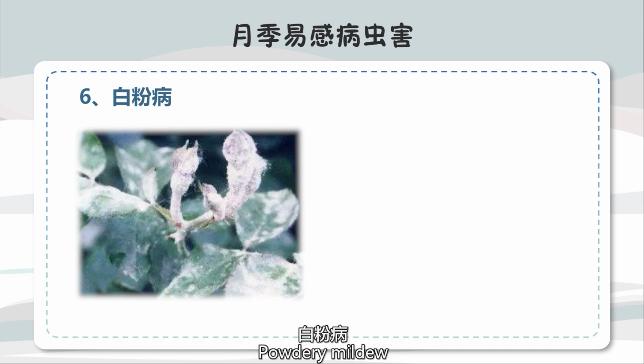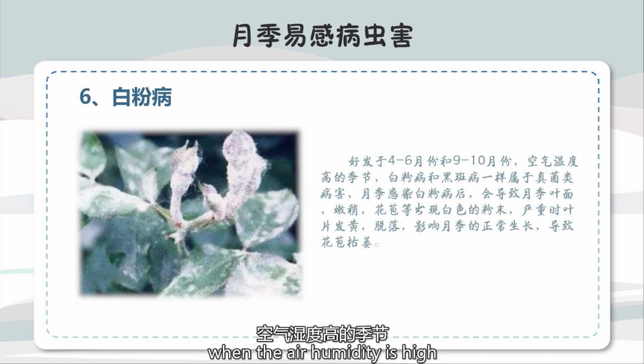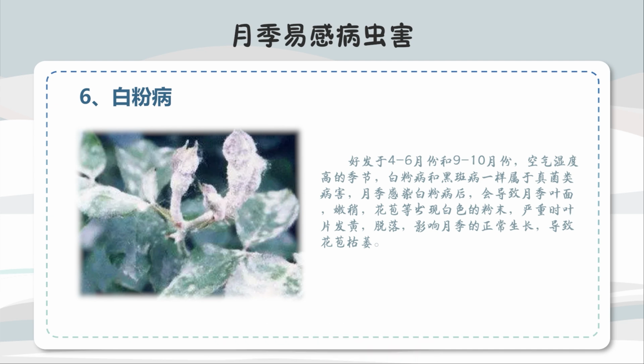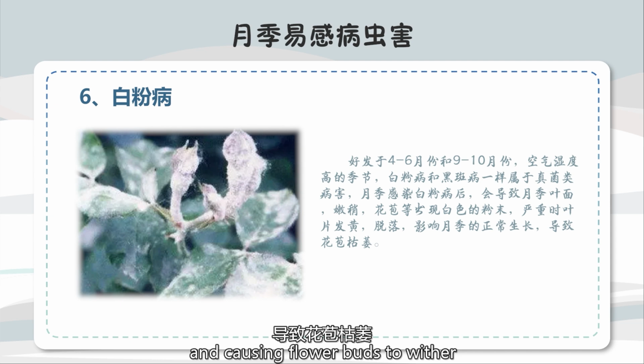6. Powdery mildew. It mainly occurs from April to June and September to October, when the air humidity is high. Powdery mildew, like black spot disease, is a fungal disease. When roses are affected with powdery mildew on their leaves, tender buds, and flower buds, white powder will appear. In severe cases, the leaves turn yellow and fall off, affecting the normal growth of roses and causing flower buds to wither.